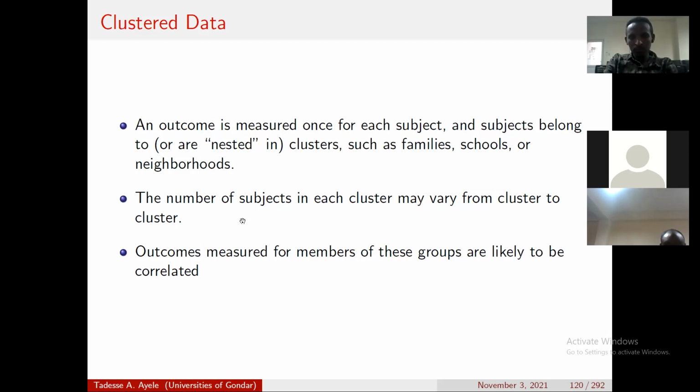I think I already mentioned it. The first two examples I gave earlier were the school, the kindergarten and the like. So outcomes measured from the members of these groups are likely to be correlated. So students from the same school are assumed to be correlated. Why? Because there are many more things they share in common. They share the toilet, they share the teachers, they share any facility in the school. Because they share some facilities, the data observed from these individuals are assumed to be correlated.